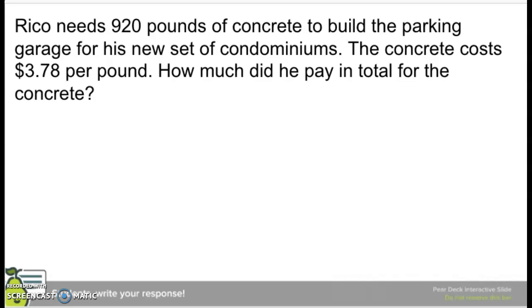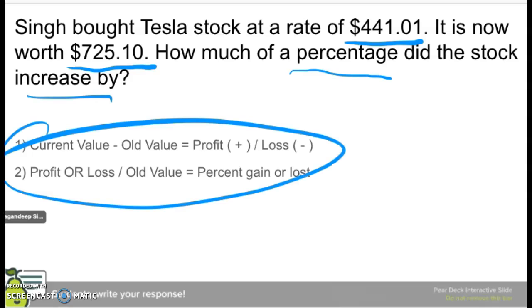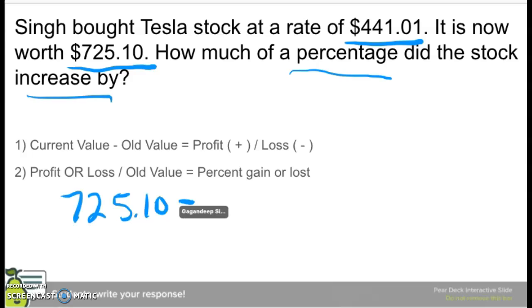All right, and now our last one is we bought Tesla at $441.01. It's now worth $725.10. How much of a percentage did it increase? This is the same exact thing that we did before on the other problem. We're going to do the same thing. The current value is what? $725.10. We're going to subtract our original value, or the old value.